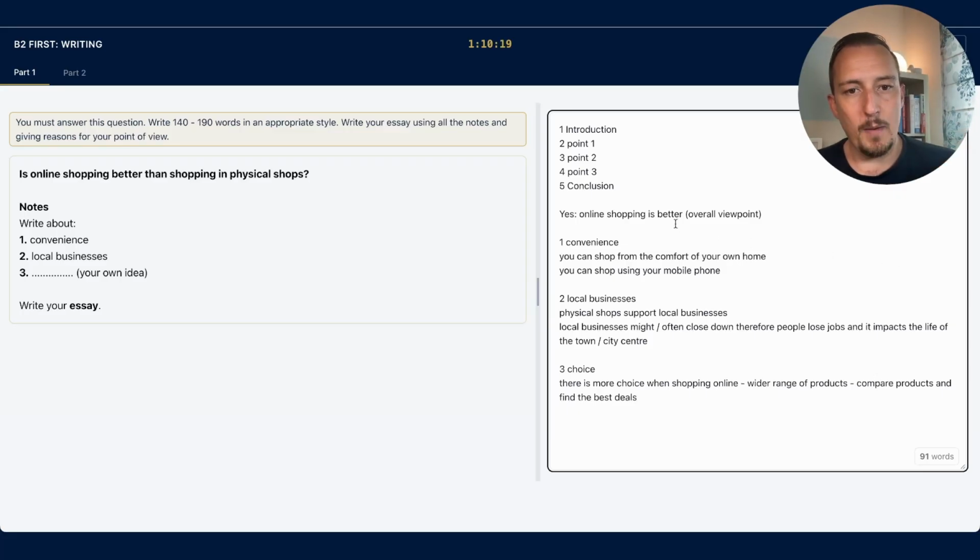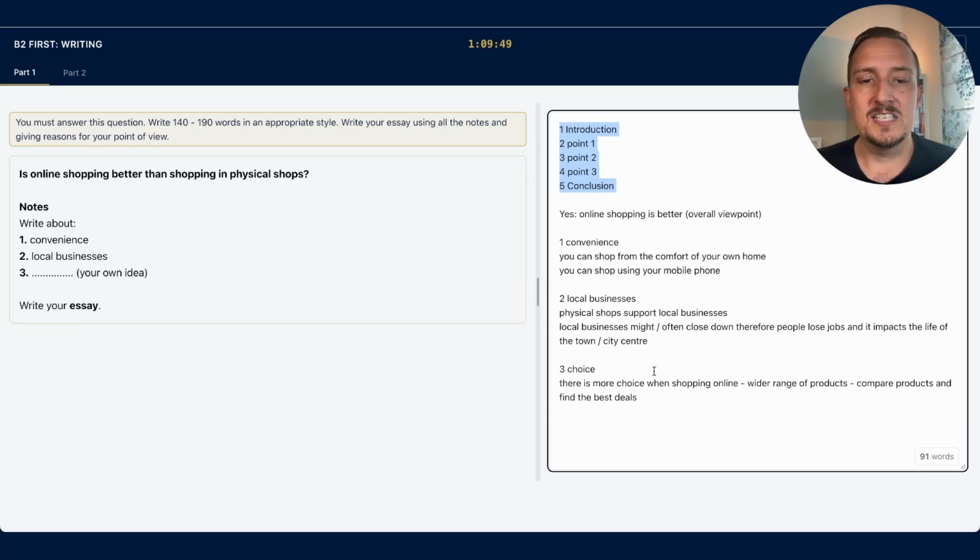Now, if we come back to our basic structure, we had 5 points here. What you might be tempted to do is write your introduction, talk about the convenience, which is a yes, for online shopping is better. Talk about local business, which is showing the other side, and then come back to choice to support the opinion again. So does it make sense to have it follow in this particular order? It's a good order, and you can absolutely do it like that.